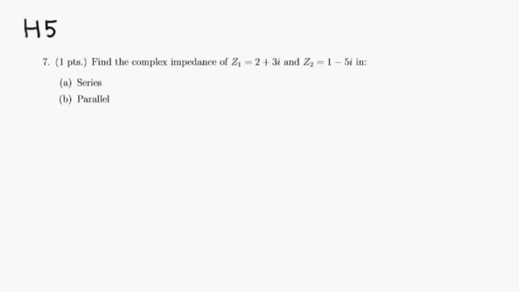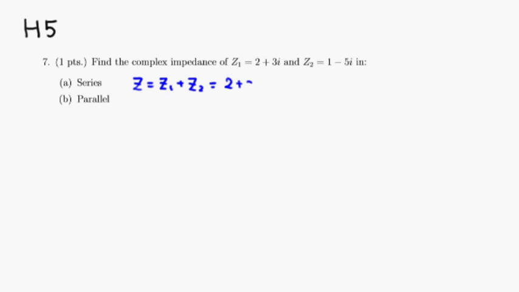Alright, let's look at homework 5, problem number 7. We want to find the complex impedance of Z1 and Z2 in series. Let's do that first. Part A: the complex impedance Z would be just Z1 plus Z2. So we just need to add them up, which is pretty easy.